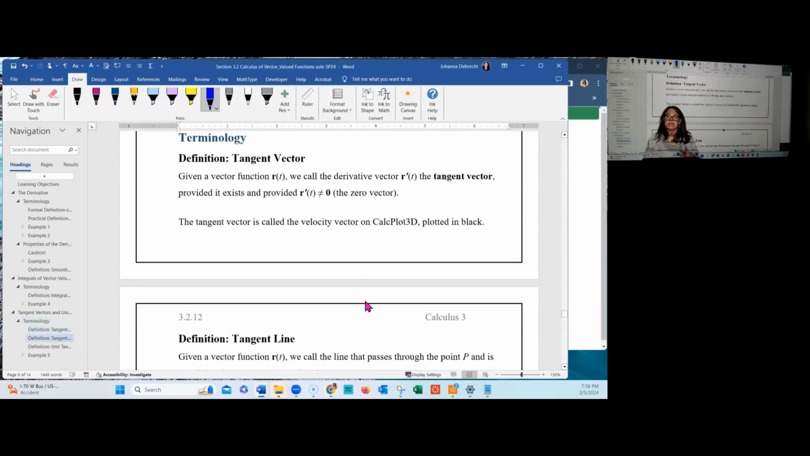Okay, let's now talk about terminology. Let's define it a little more specifically. Basically, starting with a vector valued function, r of t, the derivative is the tangent vector, r prime of t, provided it exists and it's not the zero vector. If it's the zero vector, then it's not really tangent to the curve because it has magnitude of 0 and points in all directions and no directions. It's called the velocity vector in CalcPlot3D, and it's plotted in black.